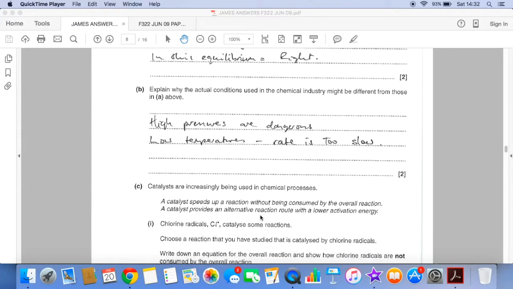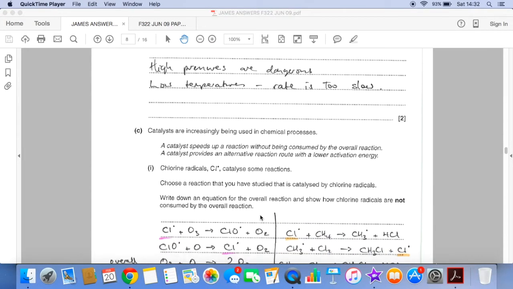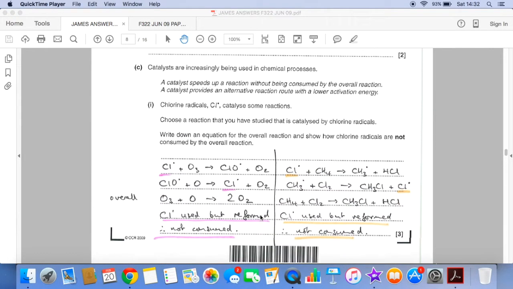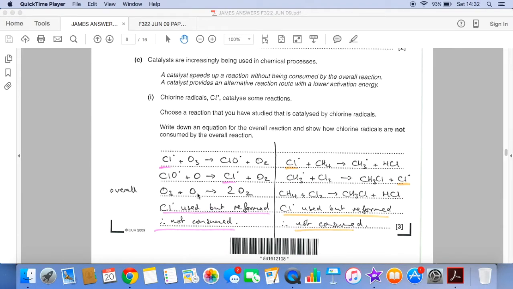So here's the part where you had a choice. On the left hand side, I've gone for the catalytic breakdown of ozone by chlorine radicals. Remember, this has to be about chlorine radicals. We had to write down the overall equation for the reaction. So there it is there. So O3 reacts with an oxygen atom to create 2 moles of O2.